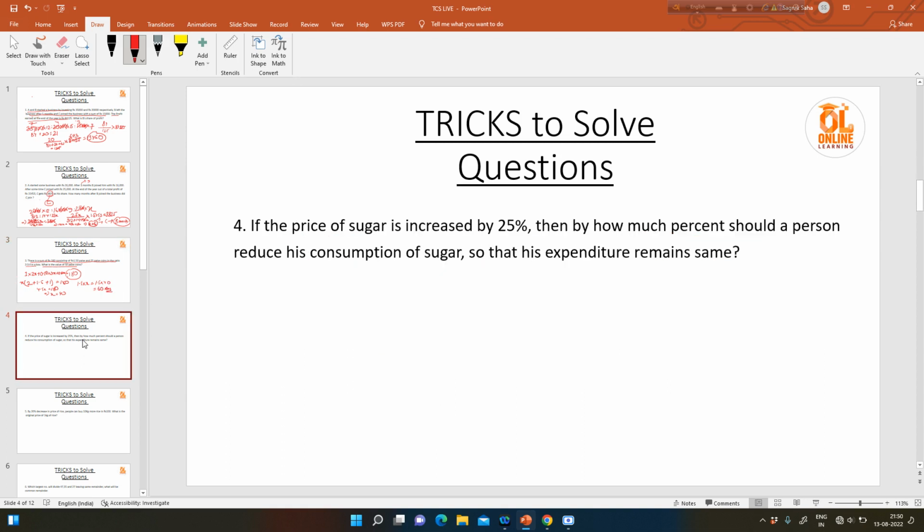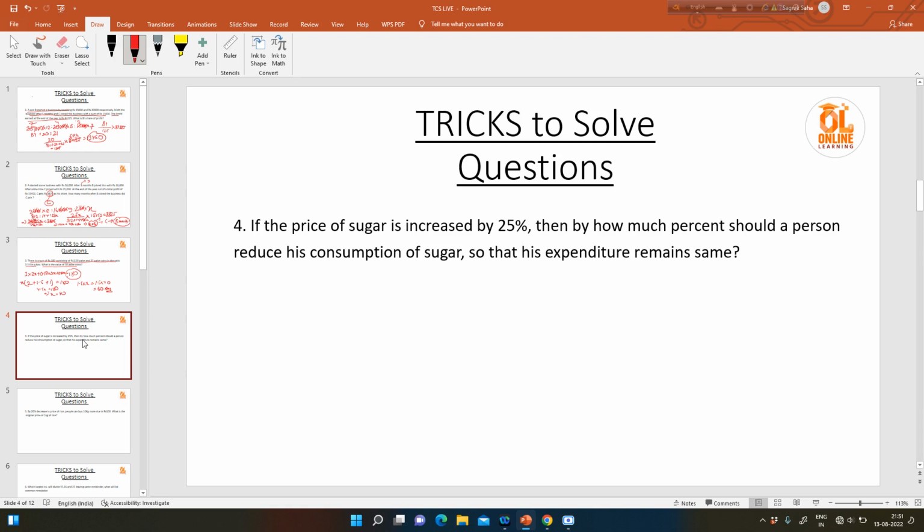If the price of sugar is increased by 25%, then by how much percent should a person reduce his consumption of sugar so that his expenditure remains the same? You can do this problem in several ways. This is a percentage question, but I would suggest you do it by the trick with which I am solving. It would give you the answer in the least amount of time.